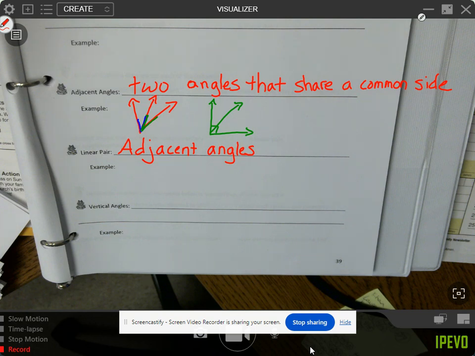That sum to be 180 degrees. They make a straight line. So, what else are they also? If they are a linear pair, what else would they have to be? Supplementary angles. What was that, Grayson? Supplementary angles. Supplementary angles.